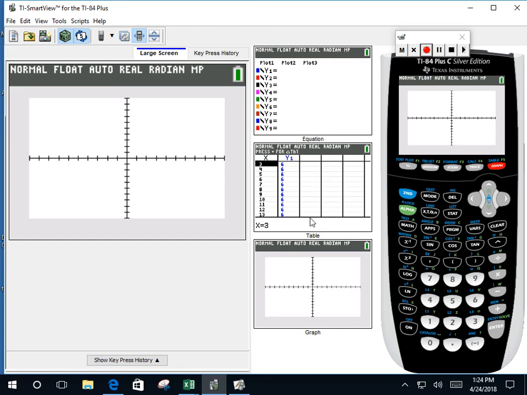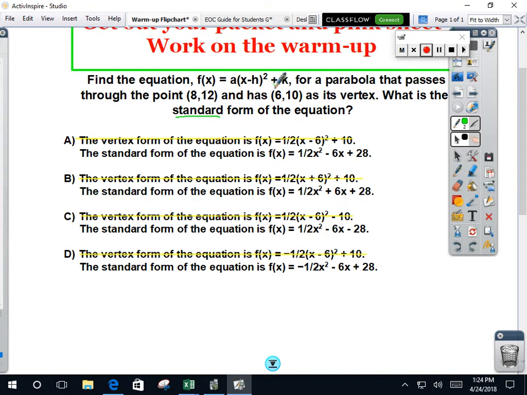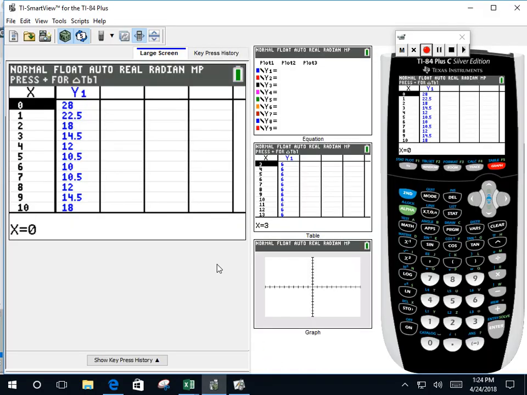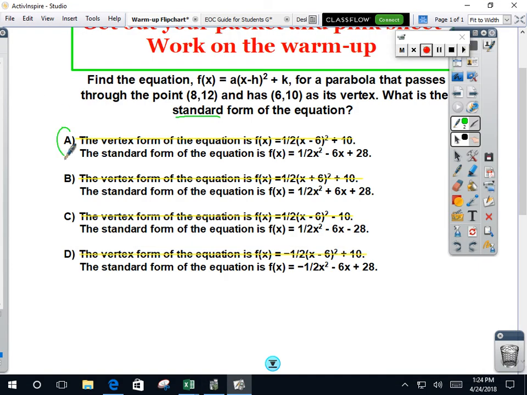But I don't see it, so I go to the table, and I'm just looking for the points (8, 12) and (6, 10) for the vertex. (8, 12) is there, (6, 10) is there, and it is the vertex, because see how after it, it starts going up on both sides? So it's A.